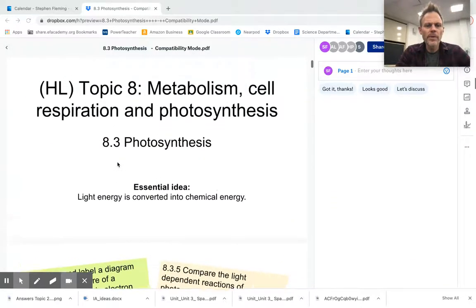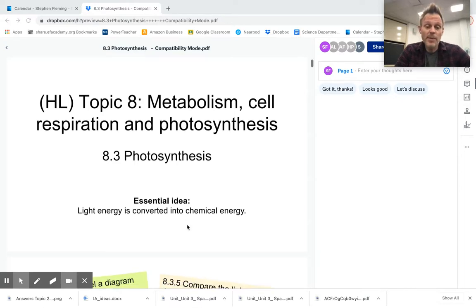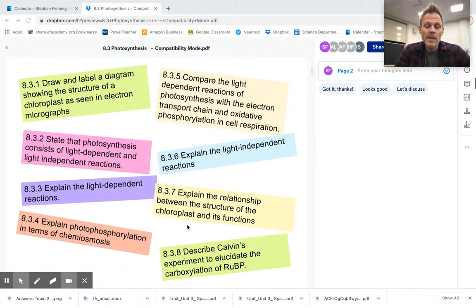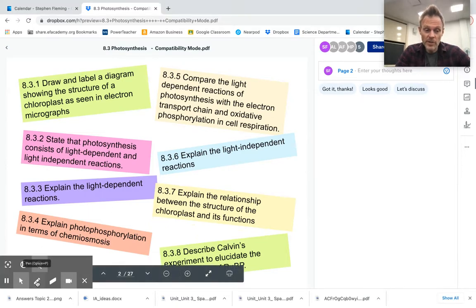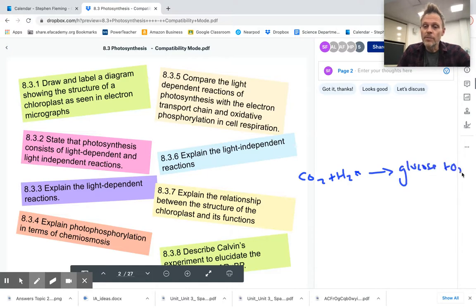Hey all. So we're going to do the HL stuff for photosynthesis. Light energy is converted to chemical energy, same as the SL, right? So we're basically going to be working with that same photosynthesis equation that we talked about in SL. So you're going to need carbon dioxide, and you're going to need some water, and that's going to make our glucose and oxygen. But there's a lot that happens here.